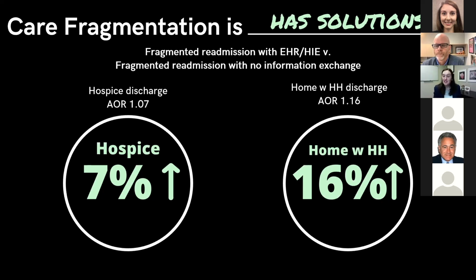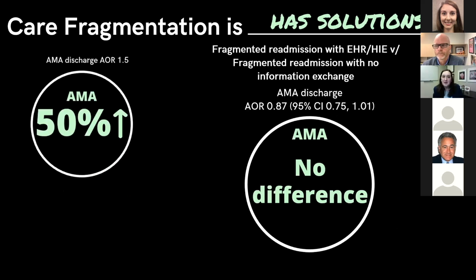And so what this suggests to me is that these systems of electronic information exchange can facilitate care coordination and might mitigate some of that information discontinuity that was present in fragmented readmissions. So again, these are all fragmented readmissions. We're just splitting them up by whether there's a means of electronic information exchange or no means of electronic information exchange. However, the same was not seen for patients leaving AMA.